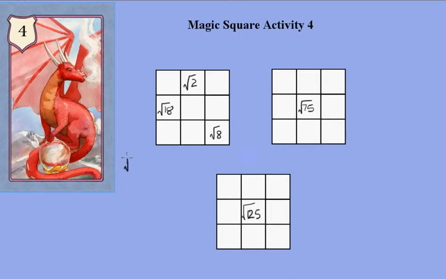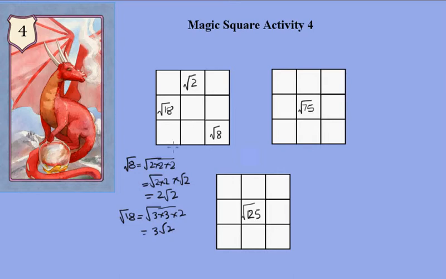Now, the square root of 8 is actually the square root of 2 times 2 times 2, which equals the square root of 2 times 2 times the square root of 2. And of course, the square root of 2 times 2 is just 2, so that's 2 root 2. So this one is actually 2 root 2. The square root of 18 is actually the square root of 9 times 2, or 3 times 3 times 2. So that's 3 root 2.